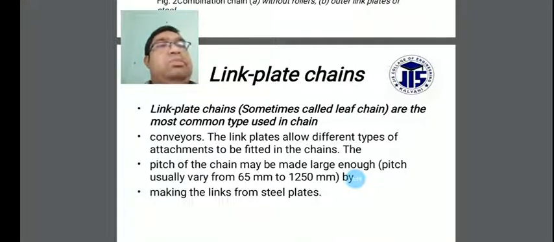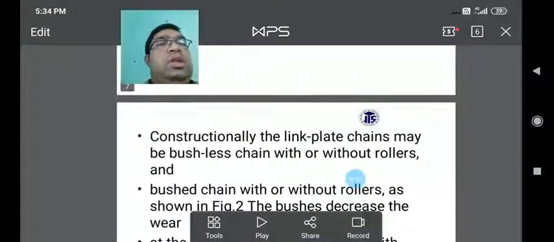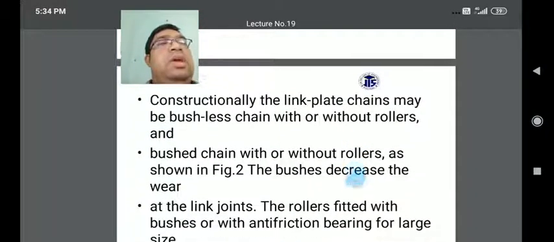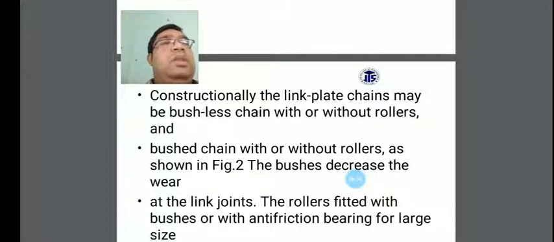And you have to concentrate on the construction: the link plate chain may be a bushless chain, and this will be the bushless chain with or without rollers. The roller is essential, since the chain will be moving, and during the movement of this chain you have to give some support. For a short length you cannot give this support, and then rollers are used. But if the distance is long, then you always have to give support, and this support is provided by the rollers.